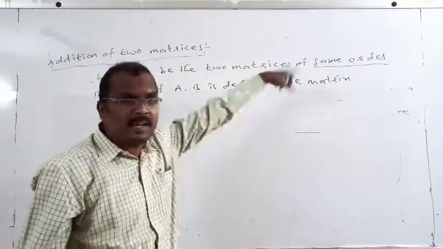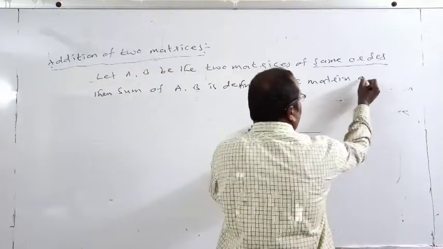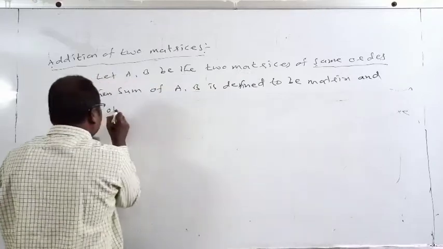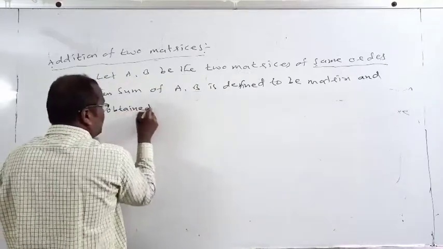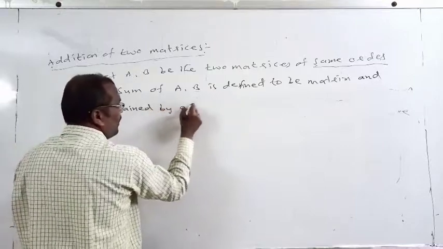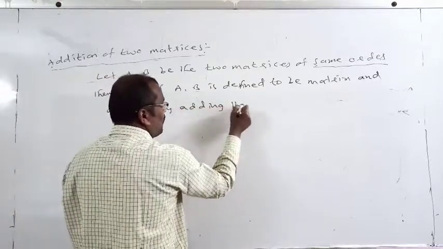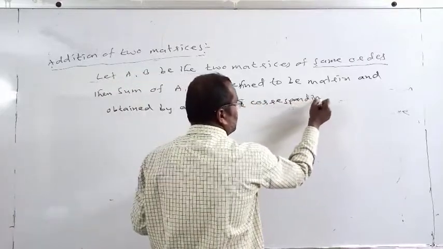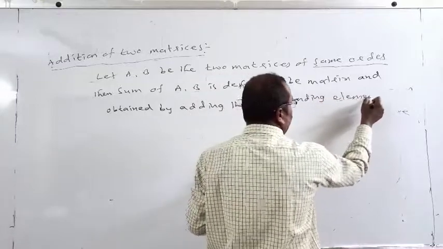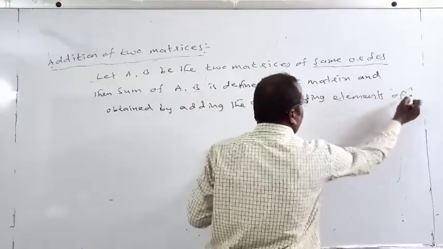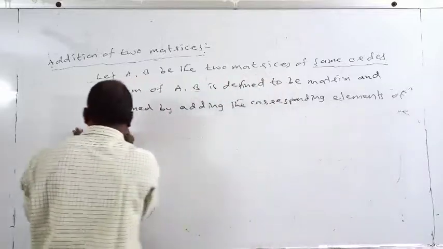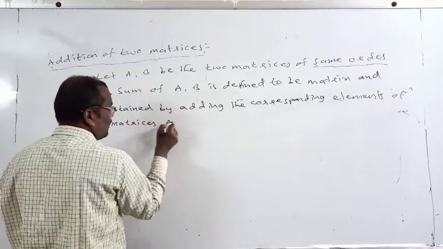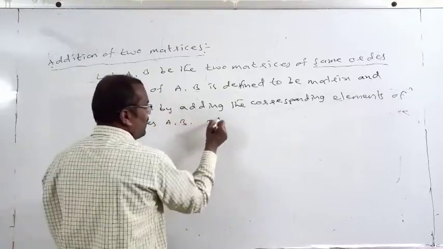It is defined to be again a matrix and obtained by adding the corresponding elements of the matrices A and B. So it is denoted by A plus B.